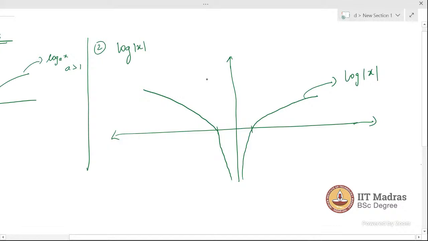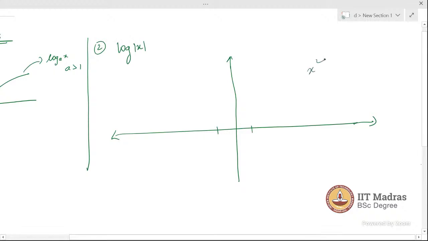Are you able to understand? Yes, sir. So whatever is there in x, it will get a bit reduced from that, right? From x square. Suppose there is log mod x, and whenever we take log of whatever is given, the value of that is reduced, it gets flattened a bit. Then the mod graph. Can you say it like that?